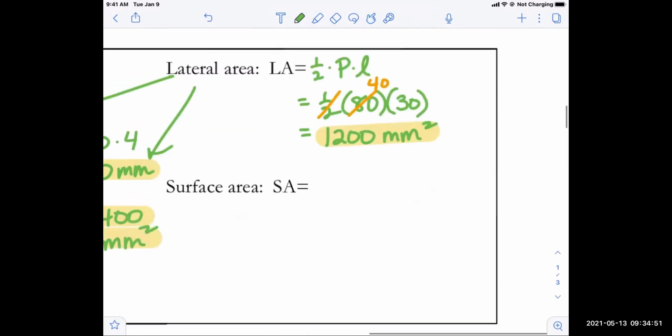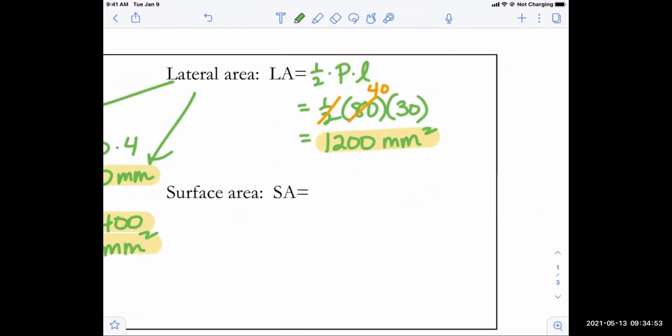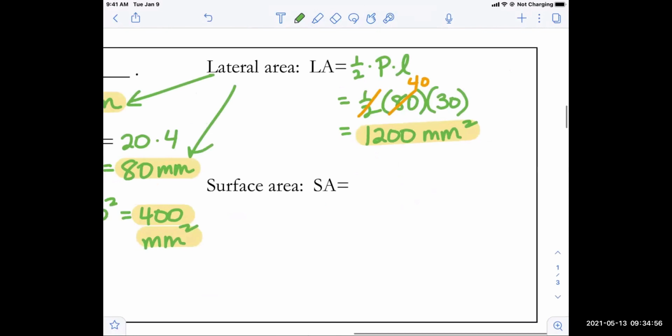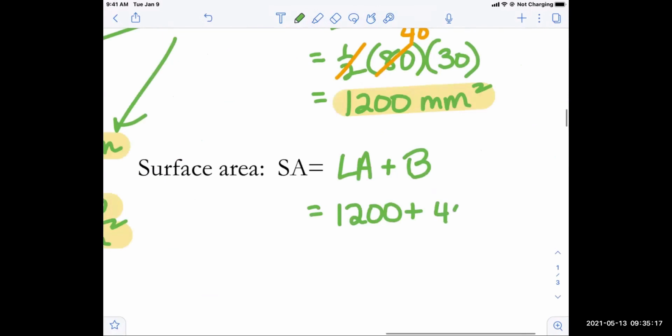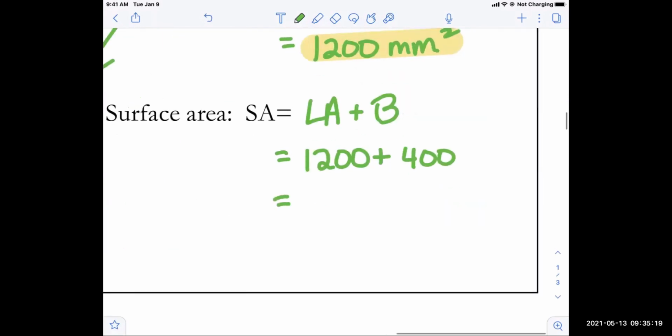Okay, and then for surface area, Braden, we're going to take the lateral area and do what? Not divide it. Plus one base. Okay, so our lateral area was 1200. Our base area was what? 400. So that means our total surface area for the pyramid will be 1600 millimeters squared.